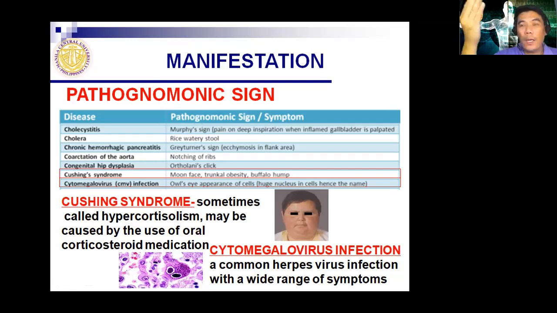Cholecystitis, Murphy's sign. You will palpate the inflamed gallbladder, then there will be inspiration, inhale, then there's pain. That is Murphy's sign. Cholera, rice watery stool. For pancreatitis, Grey Turner sign, if there is ecchymosis or discoloration or bleeding underneath at the flank area. Next, coarctation of the aorta, if there is coarctation of the chest or ribs. Congenital hip dysplasia, there is Ortolani click, wherein once the hips are flexed, there is an audible clunk that you will hear. For Cushing syndrome, the most common is moon face, and for cytomegalovirus, there is owl's eye in the cell. Let us now proceed.